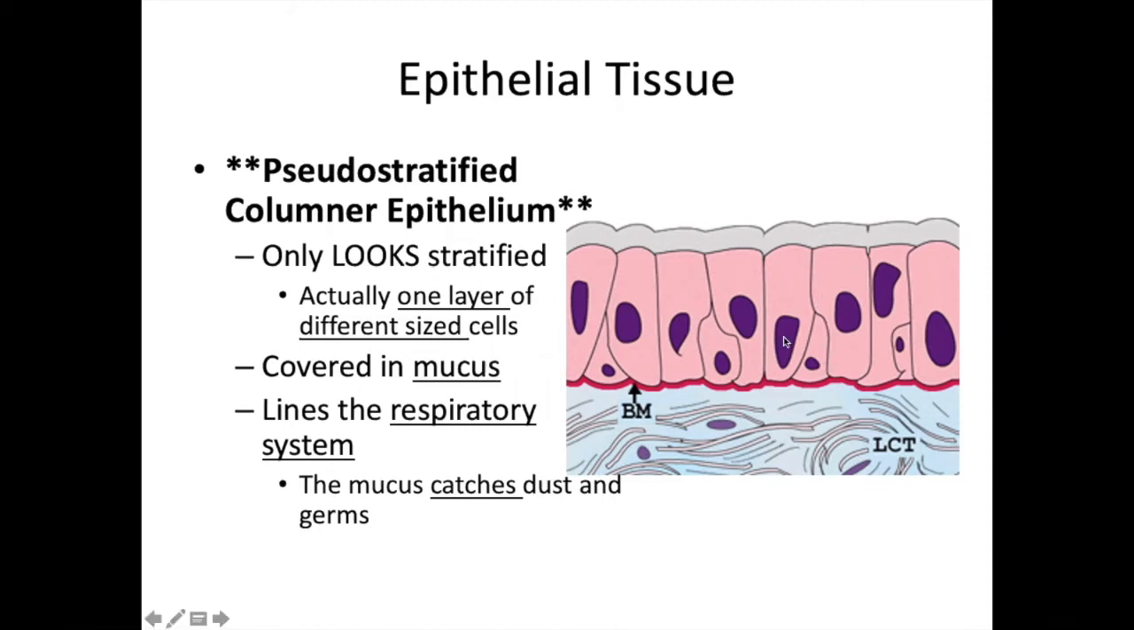You look over here. It looks like there's 2 layers, but if you look closely, basement membrane, and everything that's on the surface reaches down to the basement membrane. There is nothing on top of them. This is only 1 layer. Some of them just happen to be smaller. So it looks like multiple layers. Actually, 1 layer of different size cells. The only place you're going to see this is in your respiratory system. So it is going to be covered in mucus because your entire respiratory system is covered in mucus. It's what catches all the dust and grime so you don't breathe it all in.